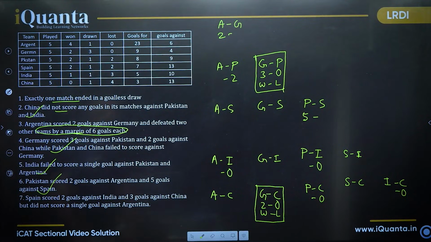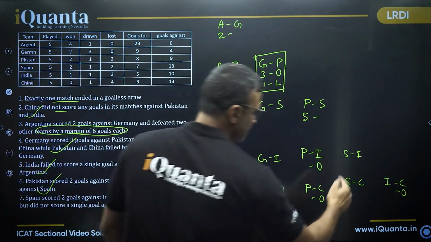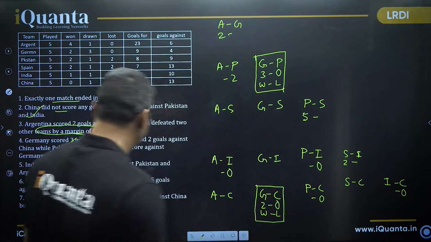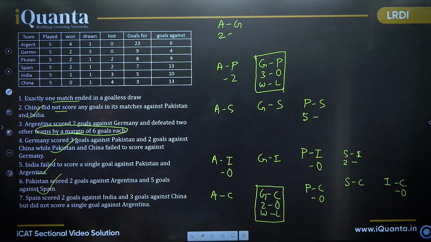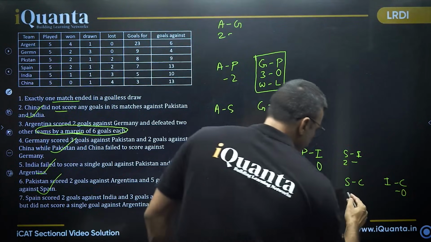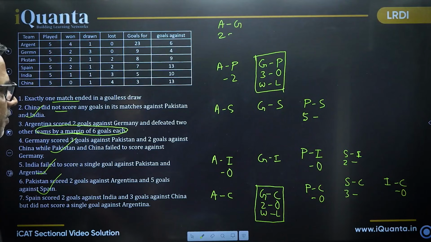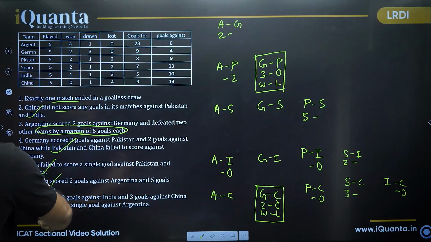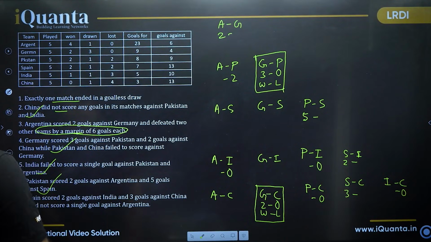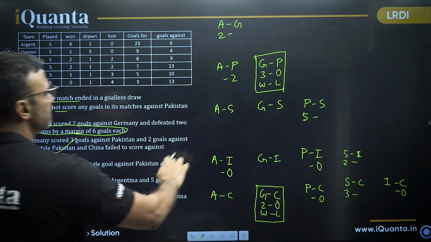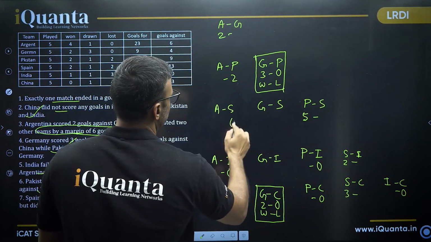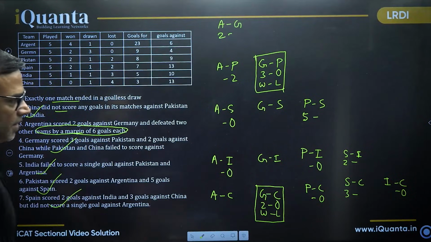Spain scored 2 goals against India. And 3 goals against China. Very good. So a lot of information about Spain also. Okay. But did not score a single goal against Argentina. So 0. Right. So you are done to this point.